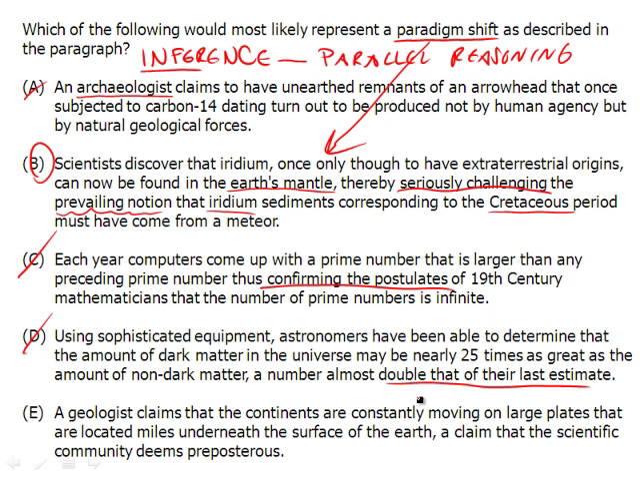So D is out. E, a geologist claims that the continents are constantly moving on large plates that are located miles underneath the surface of the Earth, a claim that the scientific community deems preposterous. So, the scientific community deems it preposterous. The idea doesn't gain ascendancy or really take over. There's no challenge to the prevailing notion; geologists simply think, oh, that theory is very wrong. So that's why E doesn't work.